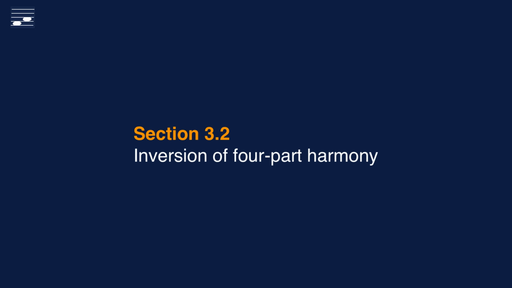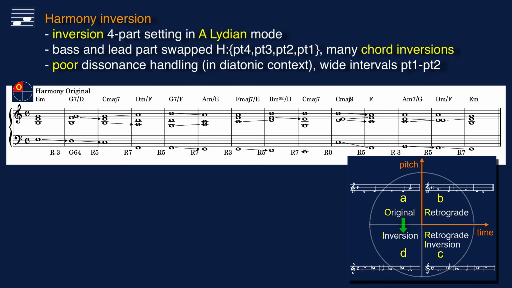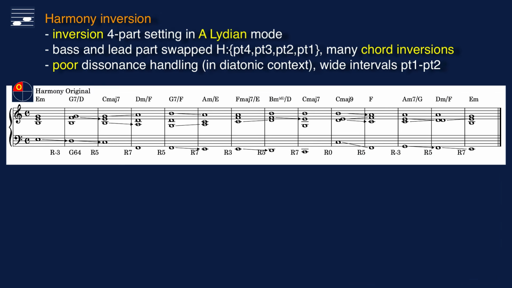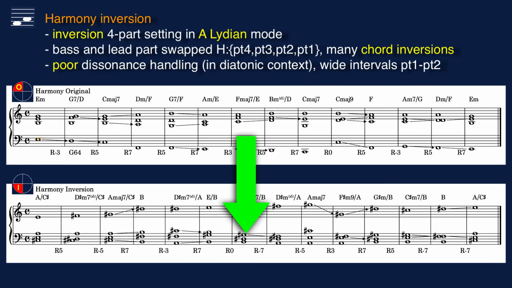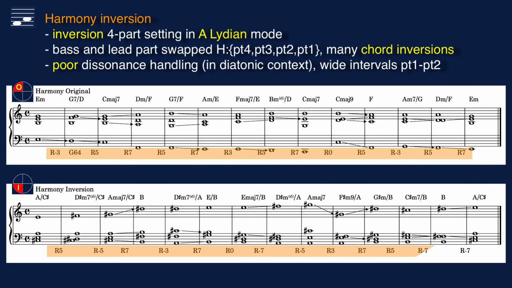When applying strict geometrical inversion to this 4-part diatonic harmony, the result is a progression in the A Lydian mode. I'll point out the features of this setting. The original bass part is now in the lead. Thus we obtain many chord inversion positions, including the opening and closing chord, which are the first inversion position triad A over C sharp. Positive and negative root cycles have swapped with now poor closing cadence quality.